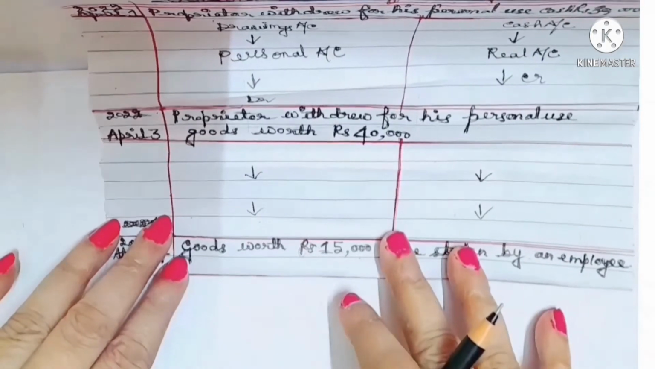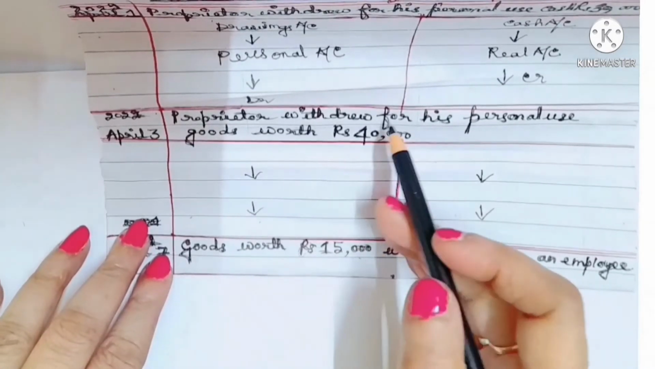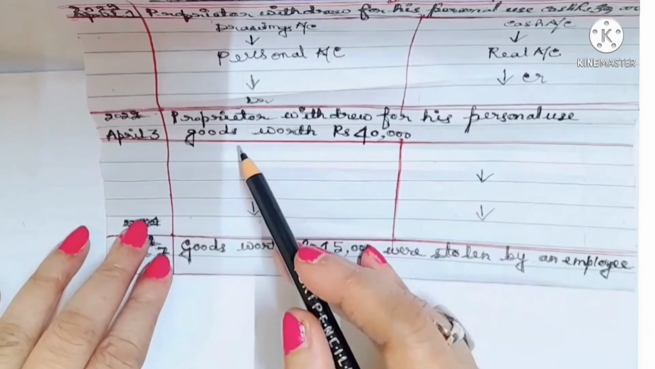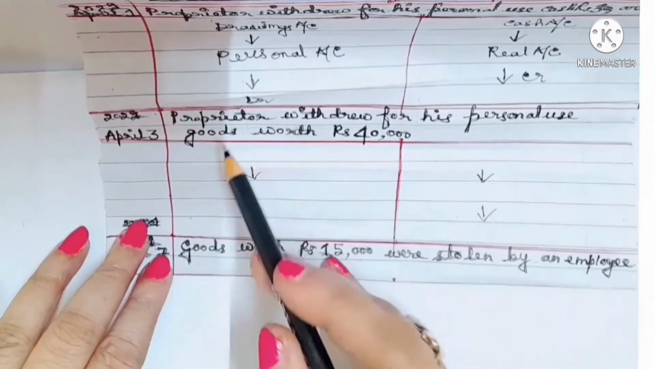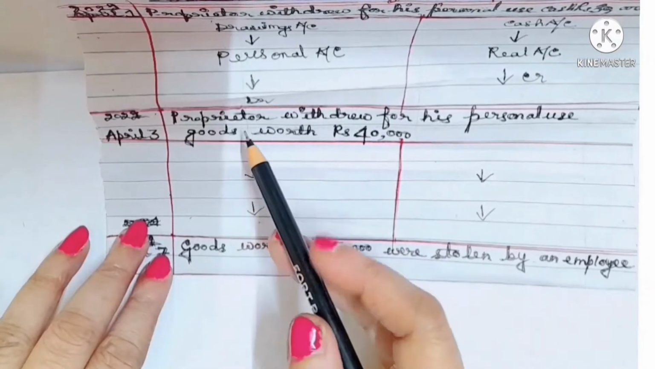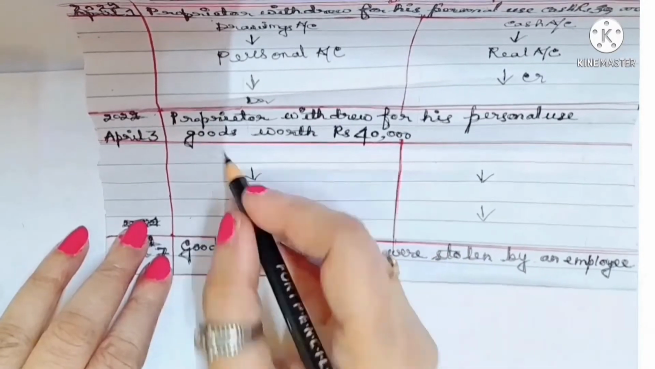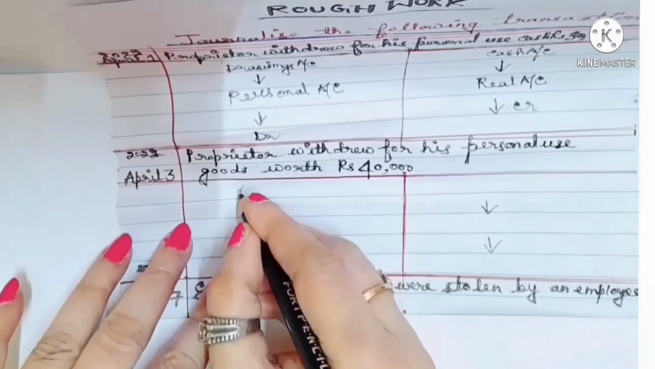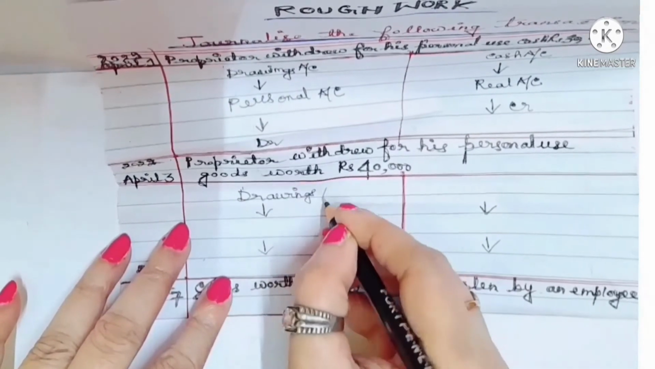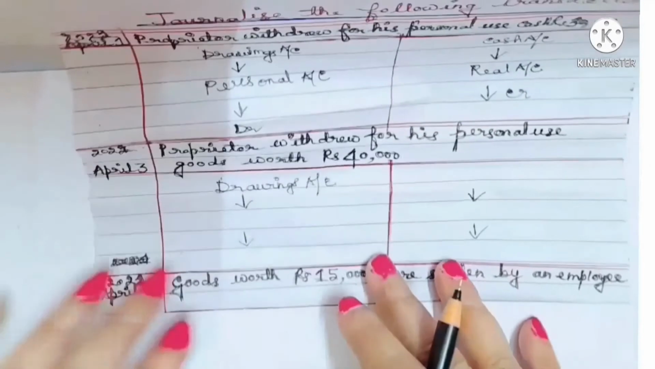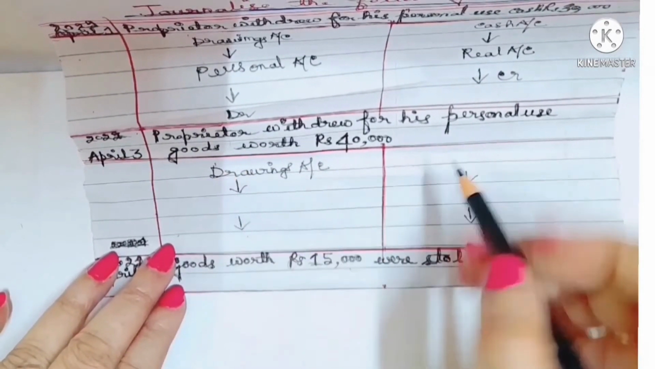The second transaction is on 3rd April 2022, the proprietor withdrew for his personal use goods worth rupees 40,000, not cash, goods. Whenever the proprietor withdraws cash or goods for his personal use, we will write drawings account. So what are the two accounts? One will be drawings account, and I have already told you goods will not appear in journal, so we'll write purchases account.